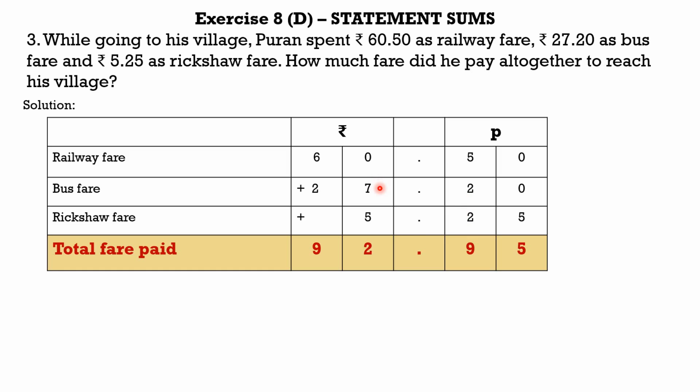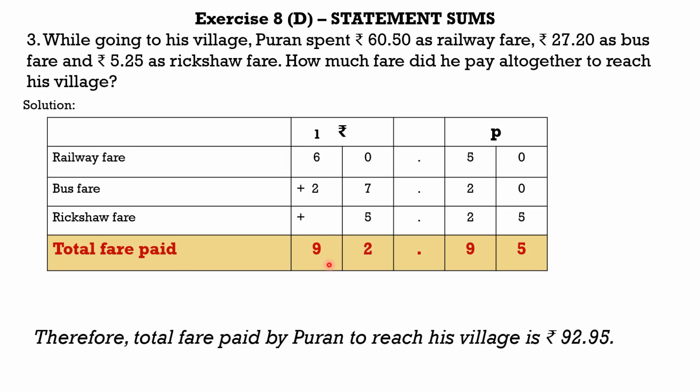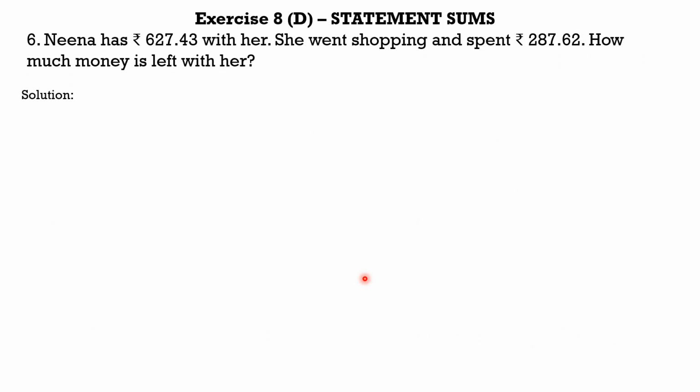0 plus 7, 7. 7 plus 5, 12. So write 2 down and carry over 1. 6 plus 2, 8, plus 1, 9. So the total fare he paid was rupees 92.95 paise. Therefore, the total fare paid by Puran to reach his village is rupees 92.95 paise. Again, this sum was an addition sum since we had the question how much fare did he pay altogether. So we got the amount rupees 92.95 paise.